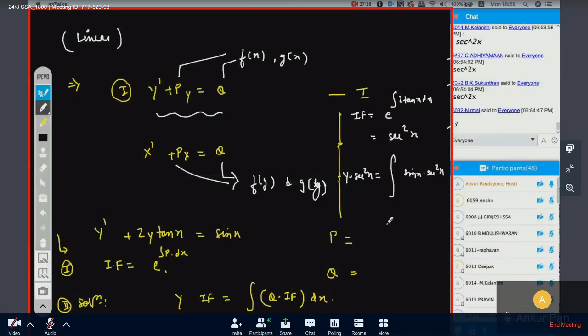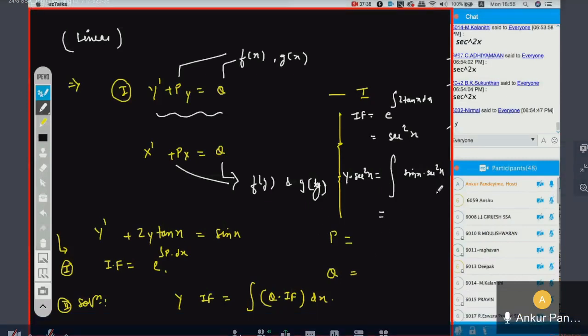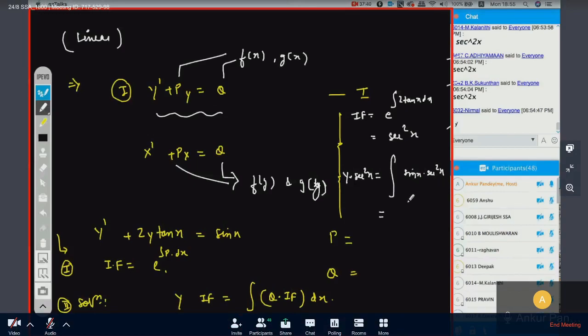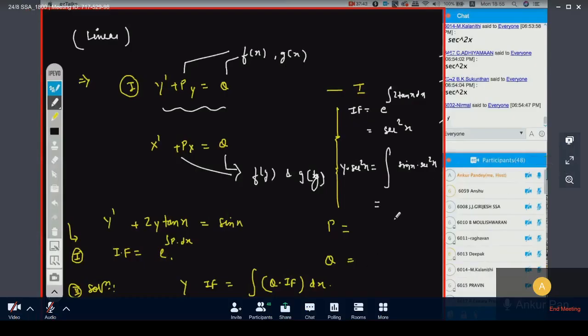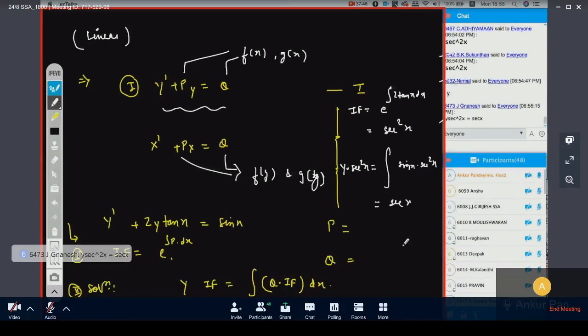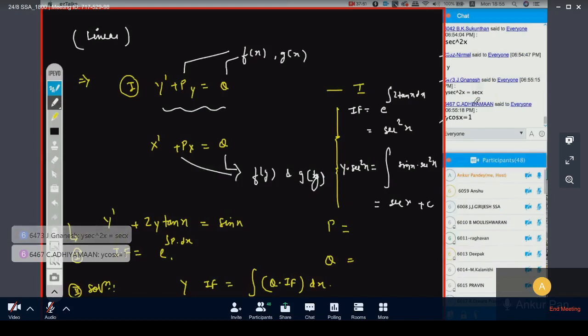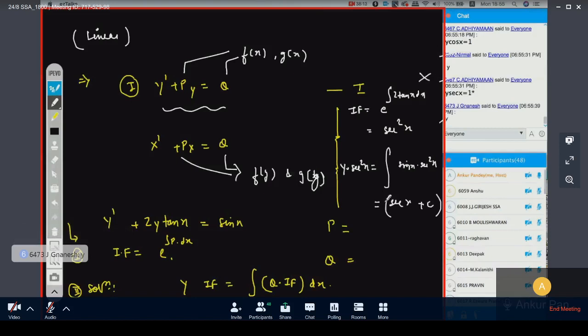Got it? By this, it will be secant into tan x, no? Integration of secant into tan x is secant x. Right? Good. Plus c. Don't forget to write. No, secant and secant won't cancel because there is plus c. Okay? Just for that sake. Clear? Good.